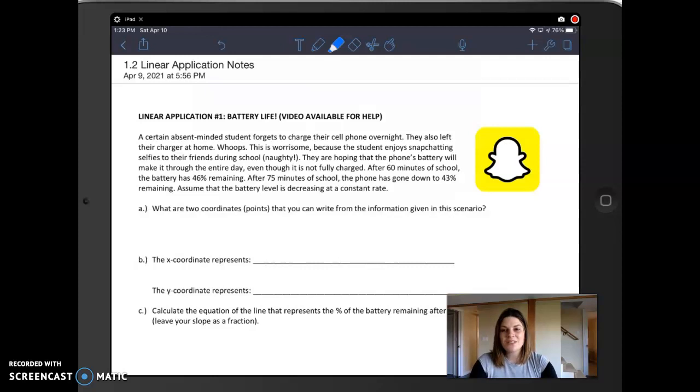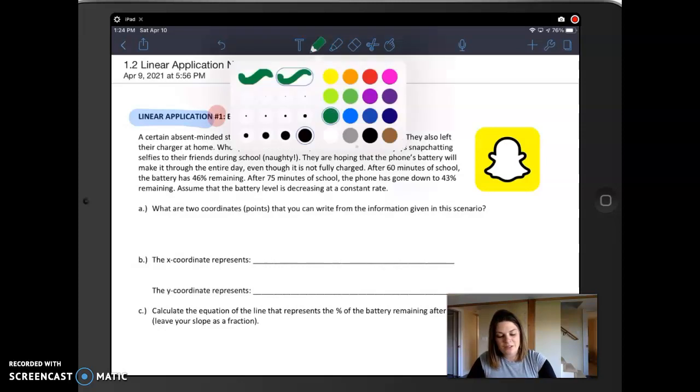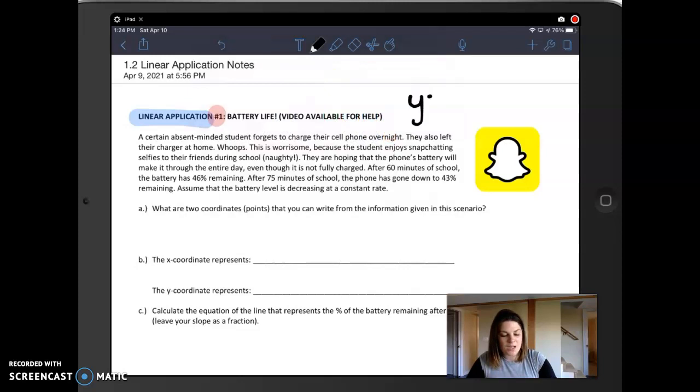All right, so this unit is called Linear Applications, and this is the first lesson that we're doing from the linear application unit. So linear application just means word problems that have to do with linear equations. That's right, you guys, linear equations are back. Remember linear equations, y equals mx plus b. It's coming back. All right, so let's read the word problem and see where we're at.